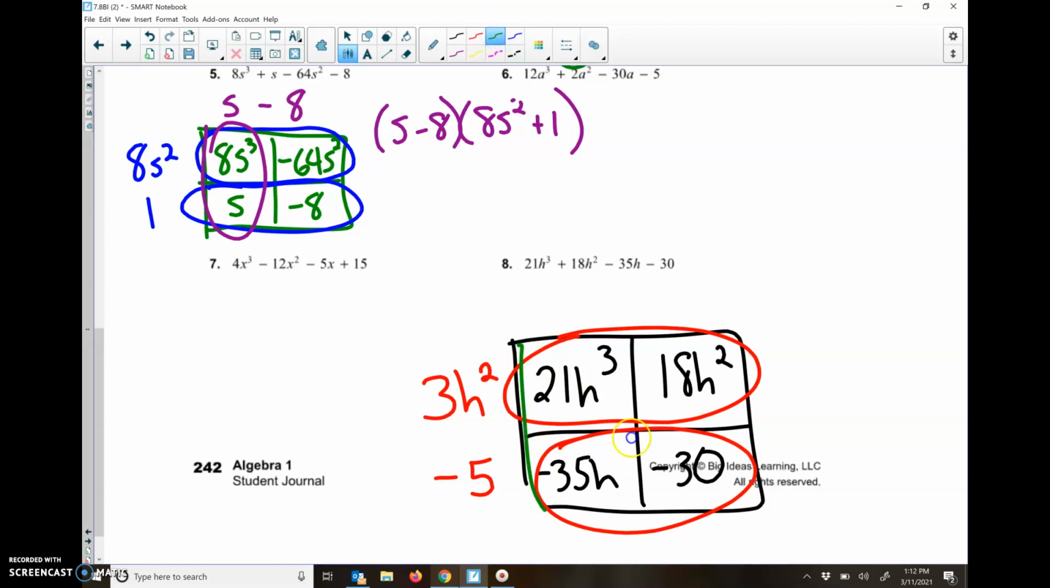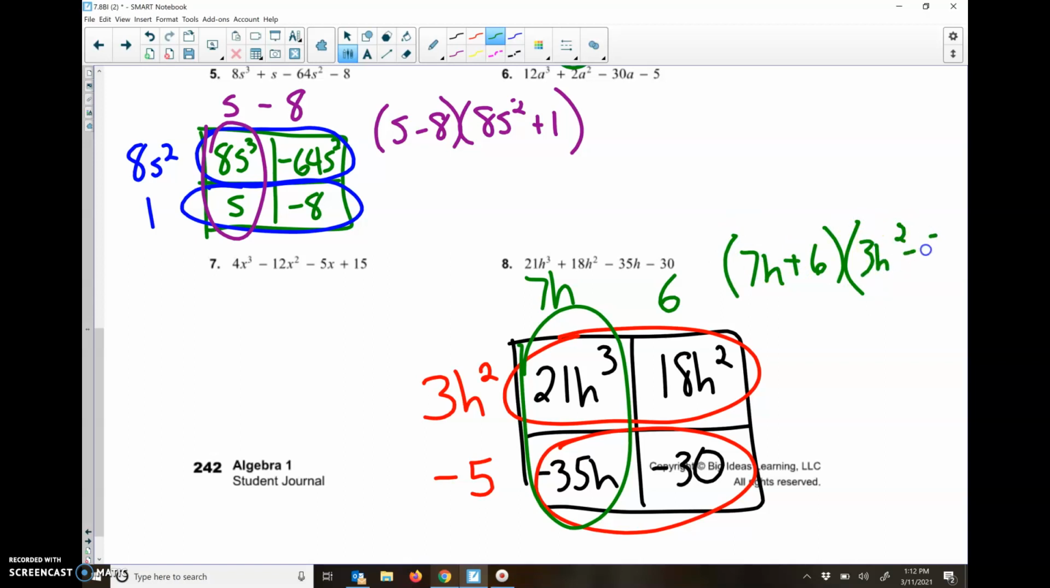And then we look at the verticals. So 21h to the third and negative 35h. The greatest common factor between 21 and 35 is 7. And this one has 3 h's, that one has 1. So they both have an h in common. And then the greatest common factor between 18h squared and negative 30 is 6. 6 can go into 18 3 times, and 6 can go into 30 5 times. So then you end up with 7h plus 6 and 3h squared minus 5.